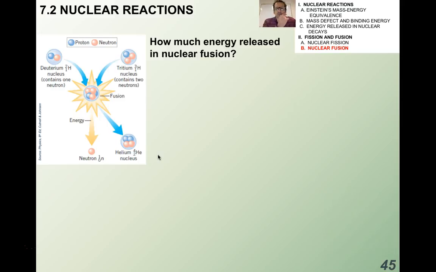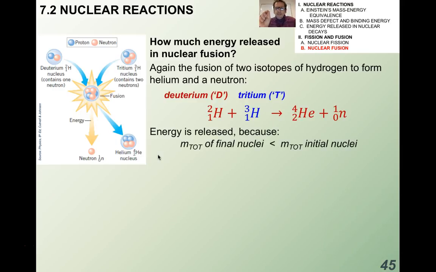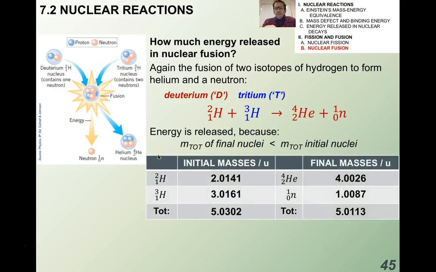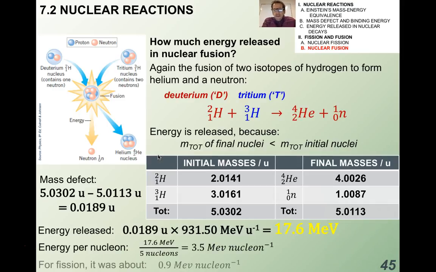Now, how much energy is released in nuclear fusion? Again, the fusion of the two isotopes forms helium and a neutron. Energy is released because the total mass of the final nuclei is less than the total mass of the initial nuclei, okay? So we can compute the mass defect from this table. These are just numbers that you calculate. The mass defect is 0.0189 atomic mass units, which means that the energy release is about 17.6 mega electron volts. Per nucleon, it's about 3.5, okay?